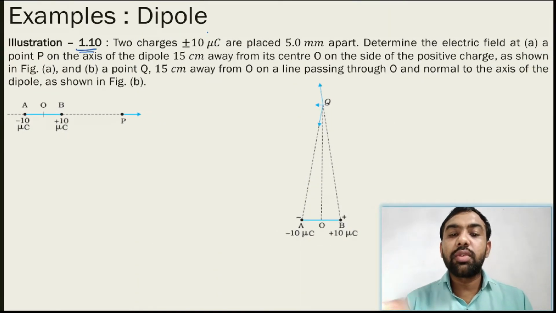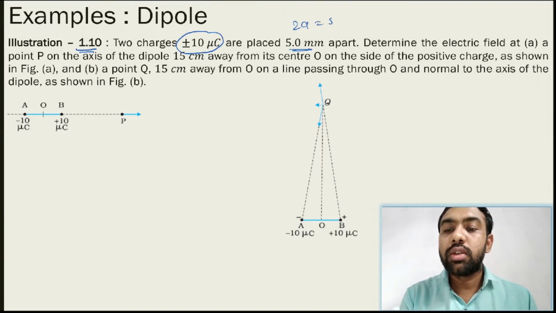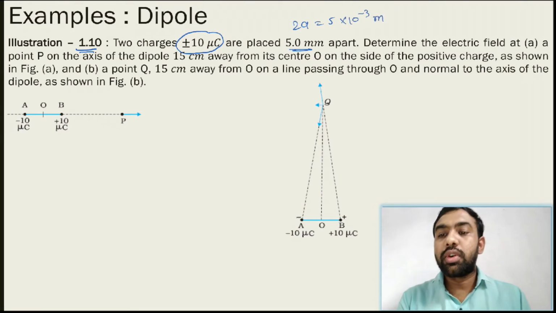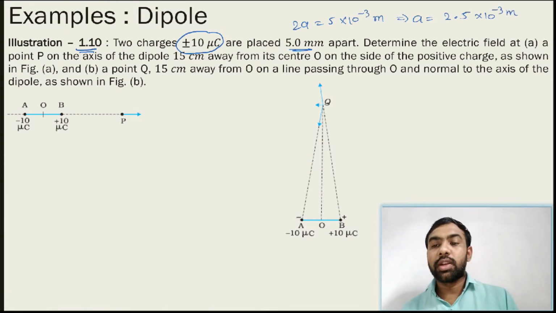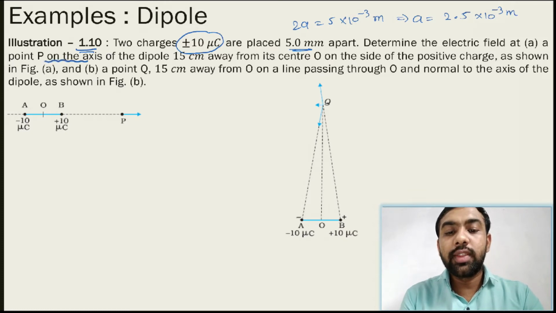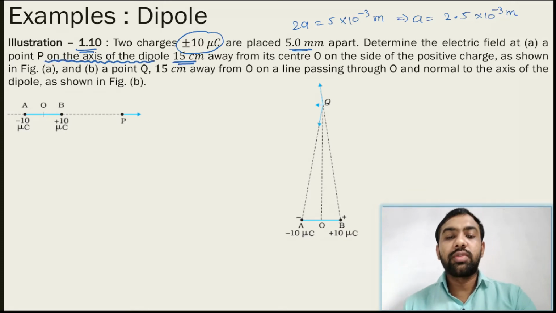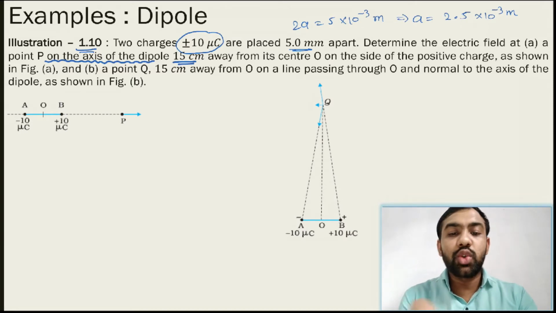This is illustration number 1.10 from the textbook. Two charges plus or minus 10 microcoulomb, plus q and minus q, are placed 5 mm apart. So 2a is equal to 5 into 10 raised to minus 3 meter, so a is equal to 2.5 into 10 raised to minus 3 meter. Determine the electric field at a point P on the axis of a dipole, at a distance 15 centimeter away from the center, on the side of positive charge as shown in figure A.